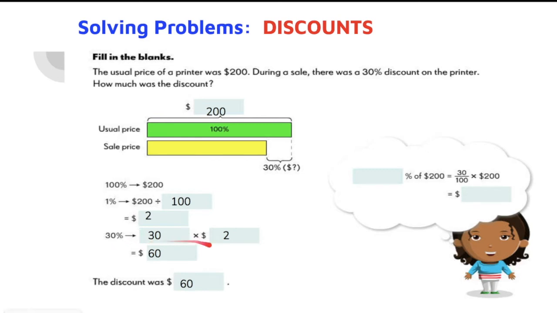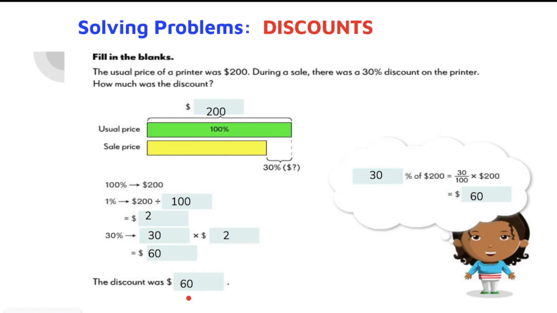Now let's try another method, which is a faster one. Usually, we call this the direct calculation method. We just need to multiply 30% of $200. So 30% is the same as 30 over 100, and multiplying it by $200, this will give us the same answer of $60.